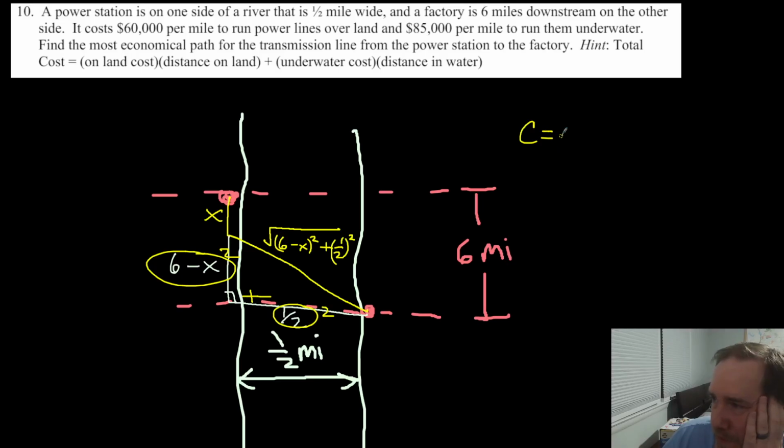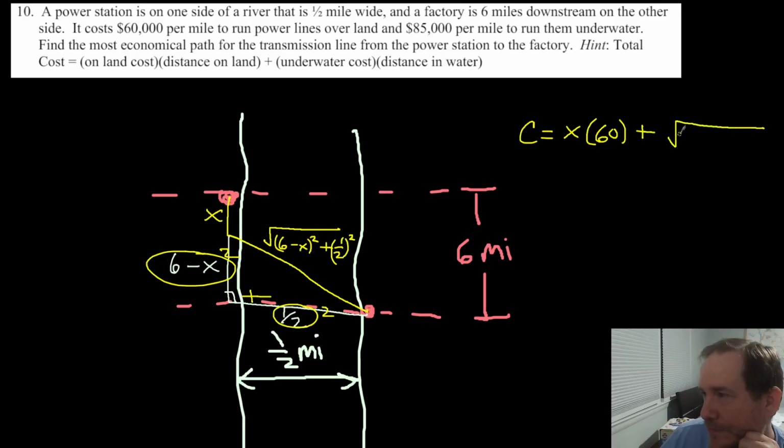So our cost would be the x miles that we want to do on land at a cost of 60,000 per mile, which we can just say 60 and then know that everything's in thousands. Then we could add to that this whole big blob. So the square root of 6 minus x squared plus a half squared, which is just a quarter. I'll go ahead and just say a quarter. I wish my thing didn't do that with 4s. All right, a quarter. And that's getting multiplied by the underwater fee of 85,000. But that's it. This is now the equation that we would want to differentiate.